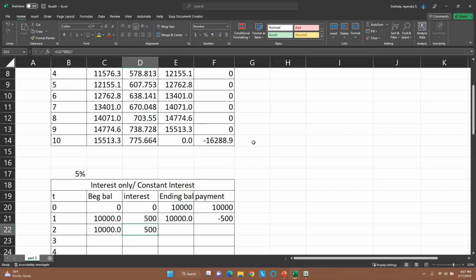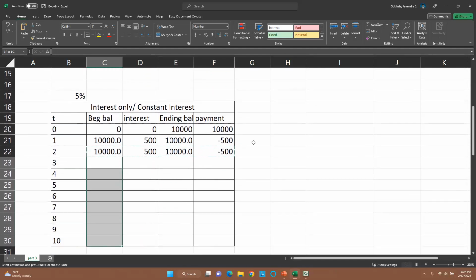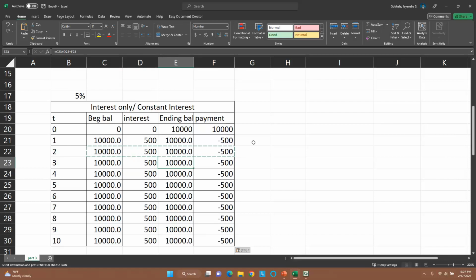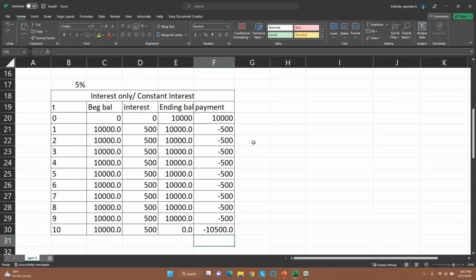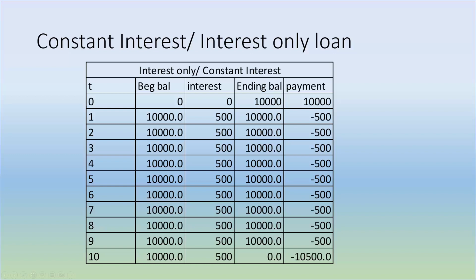All we've got to do is repeat those steps until we reach maturity. So copy that and let's go to the maturity, the 10th period. Here is the 10th period. Now in the 10th period we're repaying the entire loan, so it has to be minus 10,000, and voila, the value is 0 again. So we paid 500, 500, 500 all along until we reach 10,500. That's exactly what we have here.